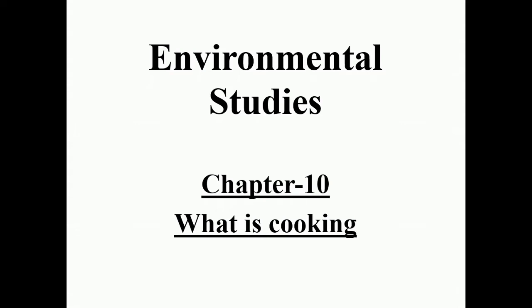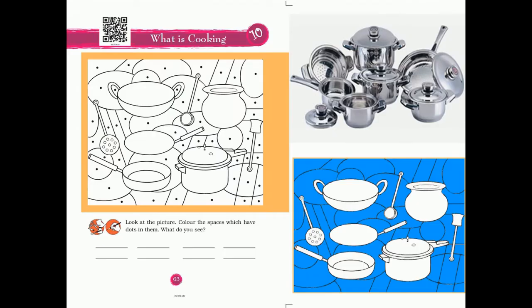Look at this picture on your screen. I hope that you are able to understand that these are utensils. We use utensils to cook food. On your screen you can see different types of utensils like kadhai, pot, ladle, tawa, pan and cooker.